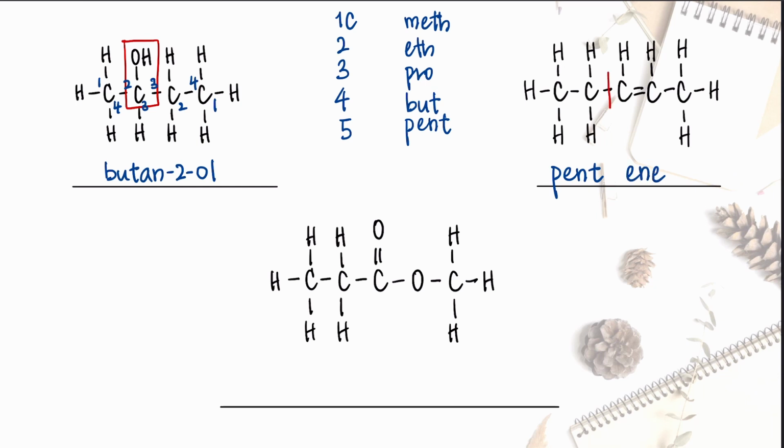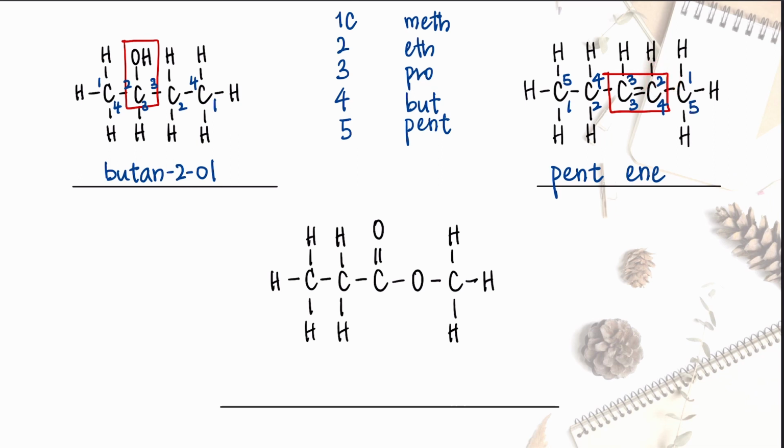Again, at GCSE, this is good enough. However, at IB, you do need to write down the position of the C=C double bond. In this case, if we have a look at the smallest number that the carbon with a double bond can be found, it's number 2. So if I do 1, 2, 3, 4, or 1, 2, 3, 4, 5, then we can see that the smallest number possible is actually 2. So therefore, this is pent-2-ene.